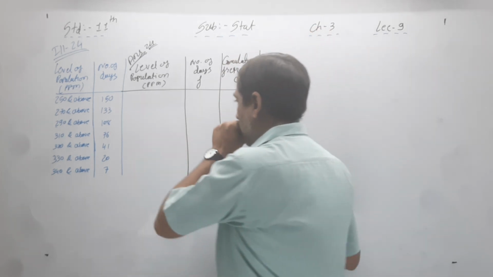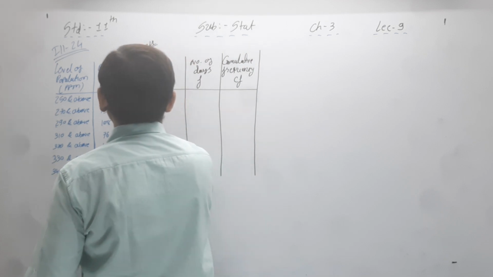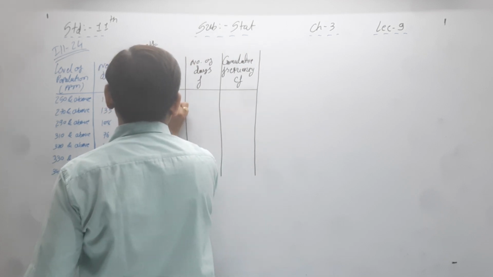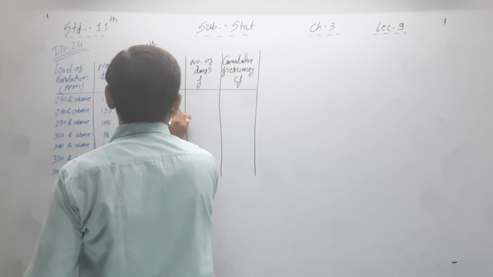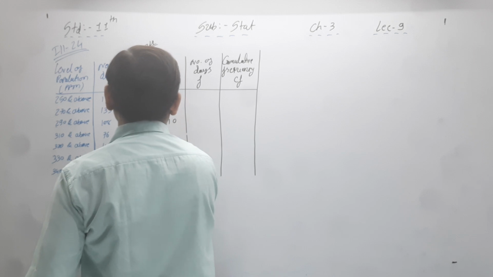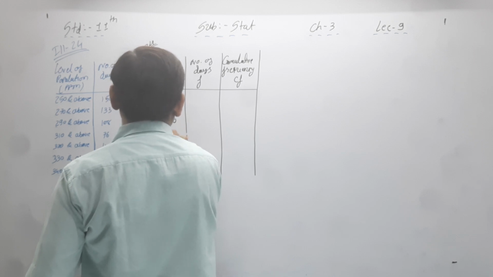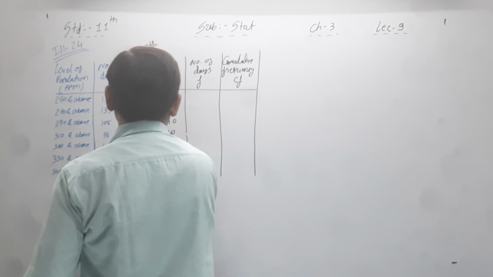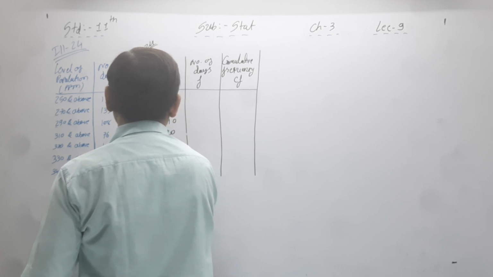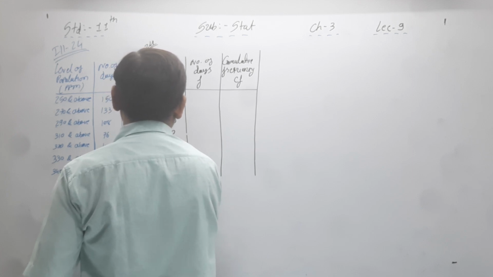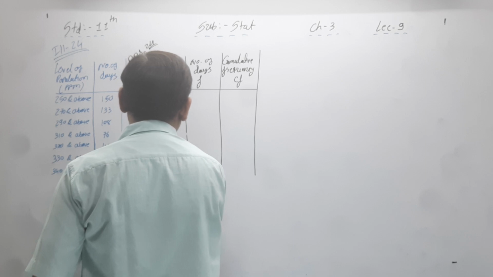So here your classes are 252, 270, then 272, 290, then 292, 310, then be careful, 310 to 320, 322, 330, 332, 340, and here we have to write down 340 and above.